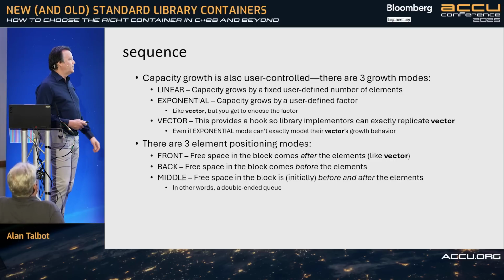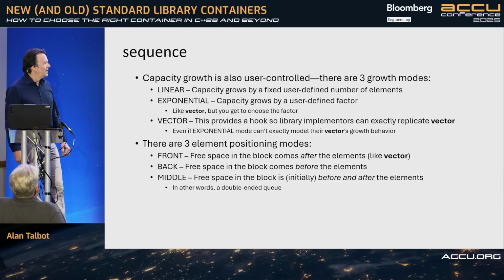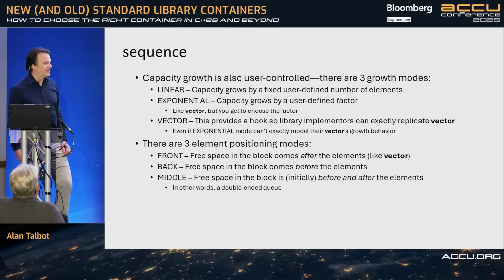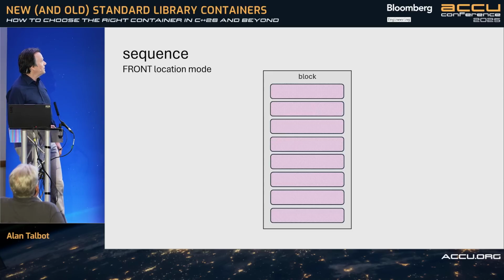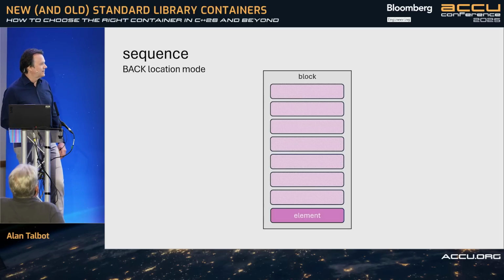Also new and different is that there's 3 element positioning modes instead of 1. Front, like vector, back, like nothing that's in the standard library but is potentially useful, and middle, like deque, an actual double-ended queue. So let's look at those. So front, no surprises there, right? That's vector. Back grows up this way.